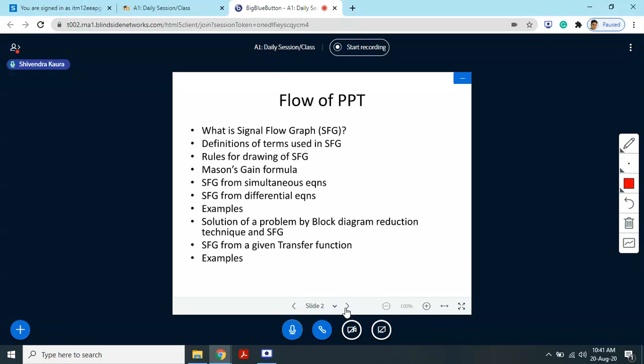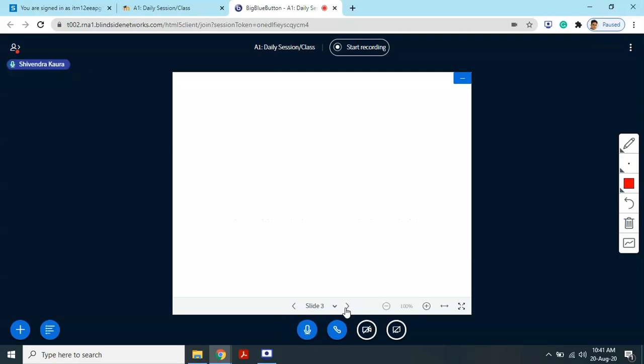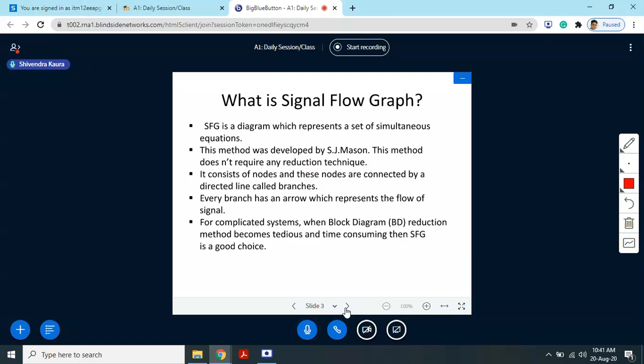See, a signal flow graph is what? Signal flow graph is a diagram which represents a set of simultaneous equations, which means a diagram which converts the block diagram in the form of signals, and your blocks which are in the form of gain will be converted in the form of admittance. The method is given by S. J. Mason. So the method by which we are calculating the transfer function of this block diagram is called Mason gain formula.